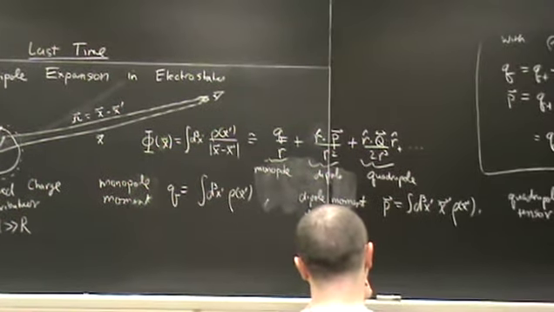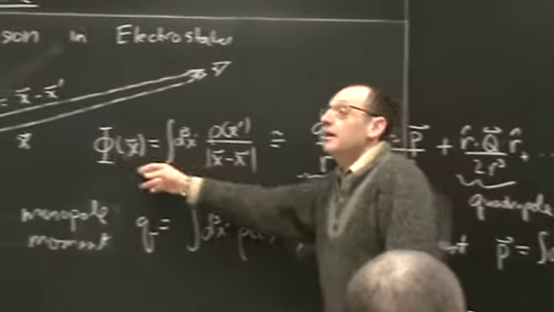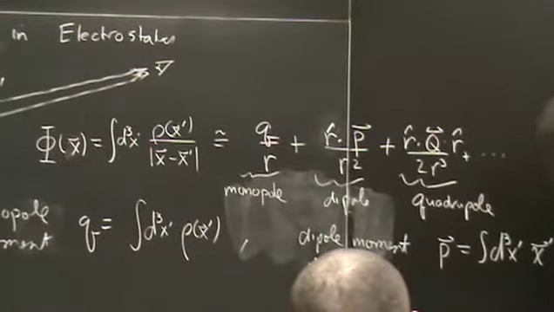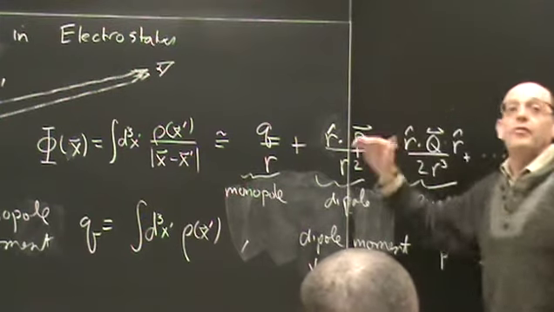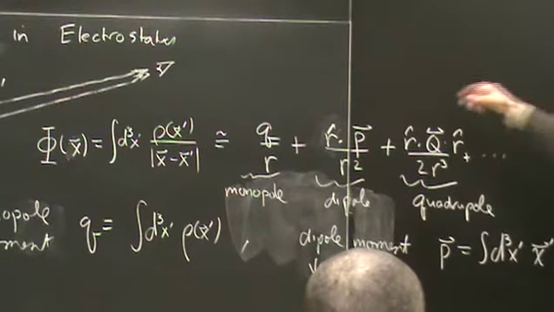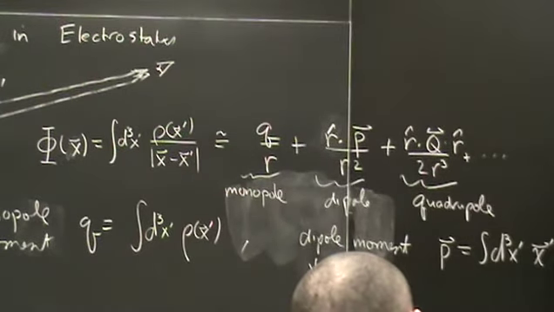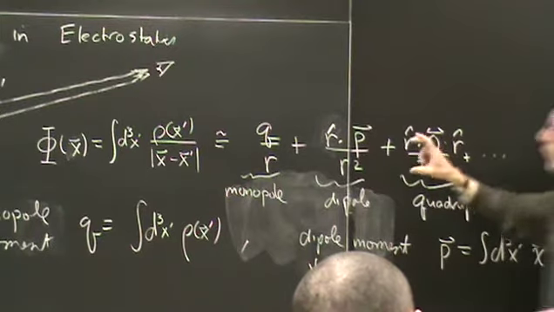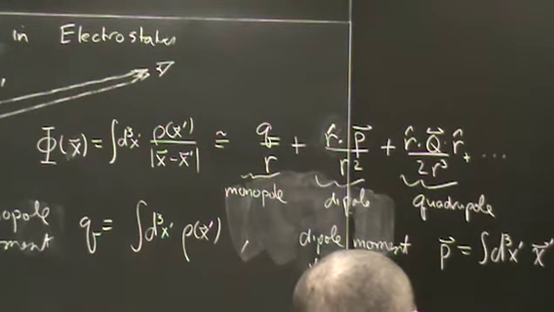generally speaking, the potential will have a term that falls off like 1 over r. And then the next correction has a term that falls off like 1 over r squared. And then there's a term that falls off like 1 over r cubed, where r is the distance from the origin to the point of observation. And the things that are proportional to them are characteristics of the charge distribution. Okay, they're not characteristics of the point of observation.